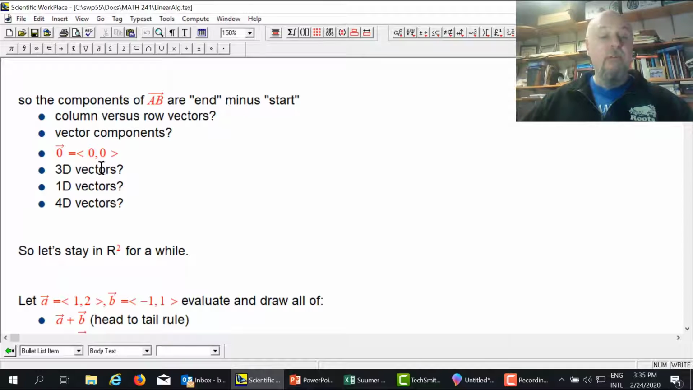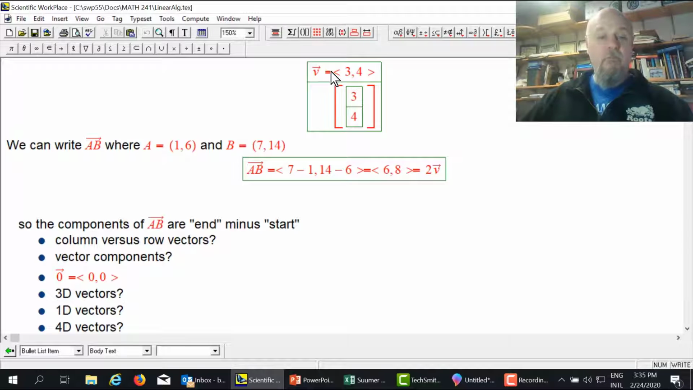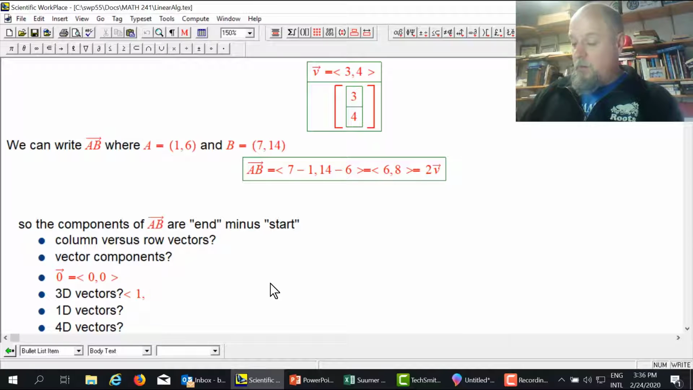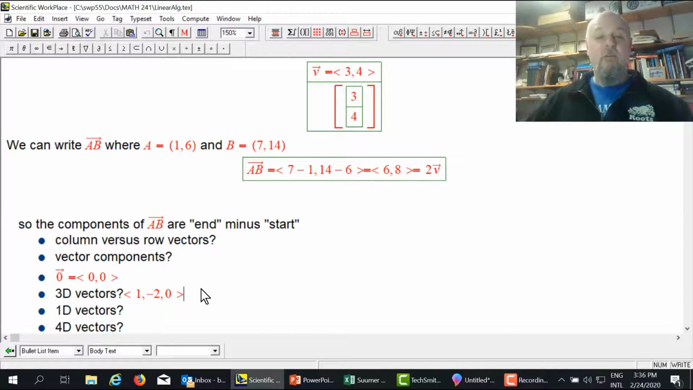We could have 3D vectors. Sure, a 3D vector would be, here's a 2D vector. A 3D vector could be something like 1, minus 1, 0. There's a 3D vector. It lies in 3D space. If you started at the origin, the x would go up by 1, the y would drop down by 1, and the z would not change, so the z would stay at 0.